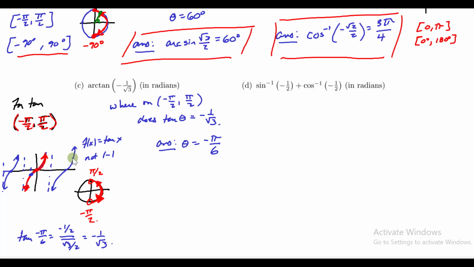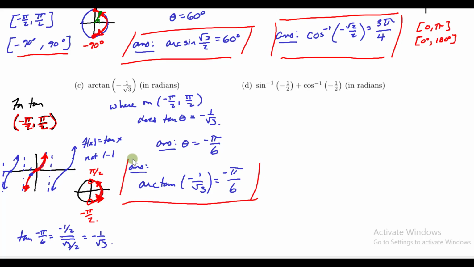So I can't give answers that are way out here in other segments of my tangent graph, because when I do the arctangent operation, I have this restricted domain that I'm dealing with. So let's now give the answer to the question. The arctan of minus 1 over the square root of 3 is equal to minus pi over 6. Even though there are many other locations where the tangent value comes out to minus 1 over the square root of 3, the only one that's in this interval is minus pi over 6.